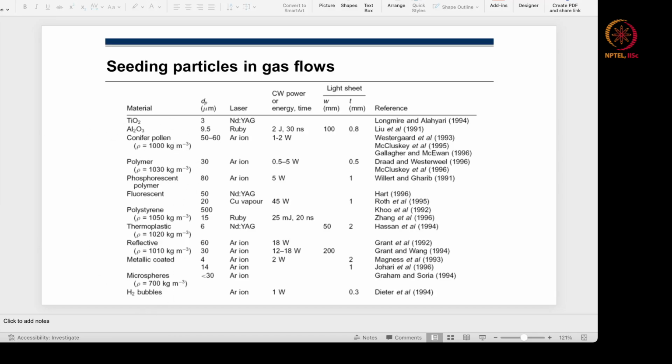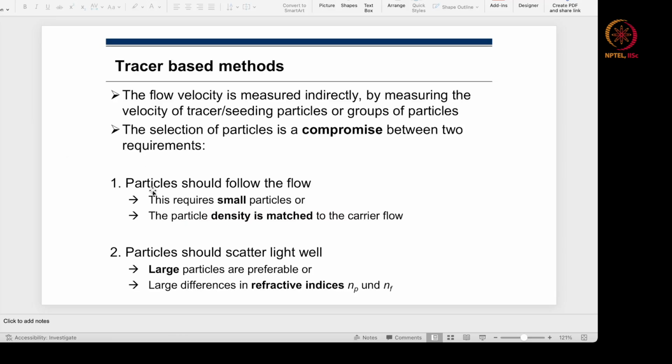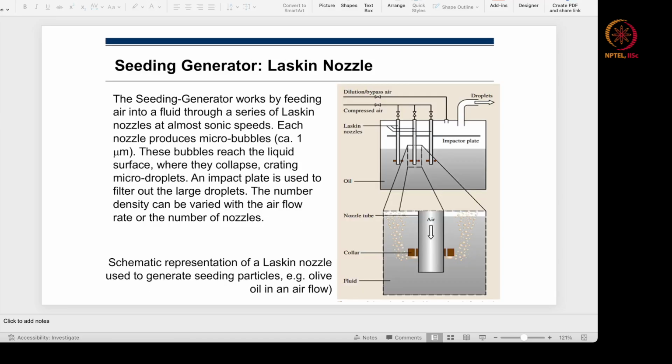So the choice of your tracer particles should keep this in mind, and then the particle should follow the flow. These two parts are the most important parts when you go for these kinds of measurements.